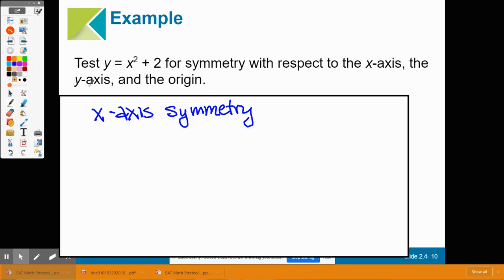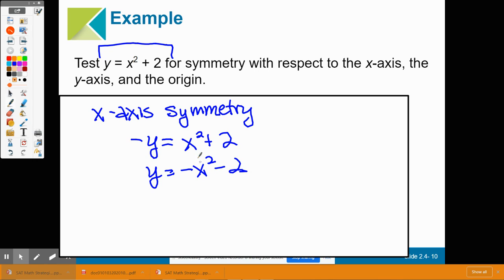Here's my problem, y equals x squared plus 2. So if I can get back to this after I do my plugging in, then it has that symmetry. So negative y equals x squared plus 2. Get y by itself, and I get y equals, you divide everything, negative x squared minus 2. Is that what I started with? No, this does not have x-axis symmetry.